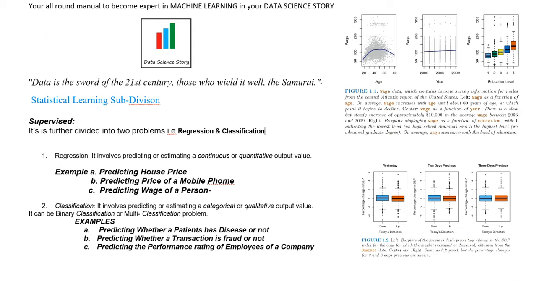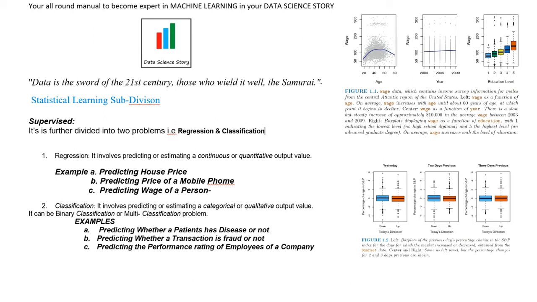So what is a regression problem? In a regression problem, we predict or estimate a continuous output value. What is a continuous output value? Continuous output values are values like 1, 1.2, 1.3, 1.4, 1.8, like this. Some examples of regression problems are house price prediction, predicting the price of a mobile, or predicting the wage of a person depending upon the different attributes of that person.